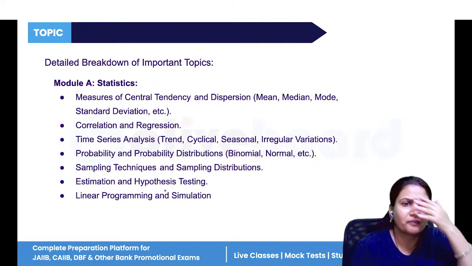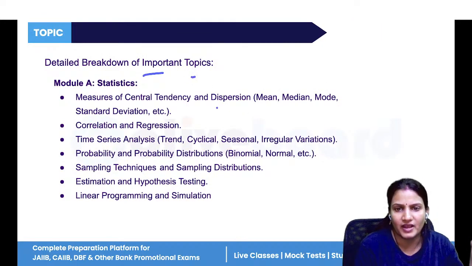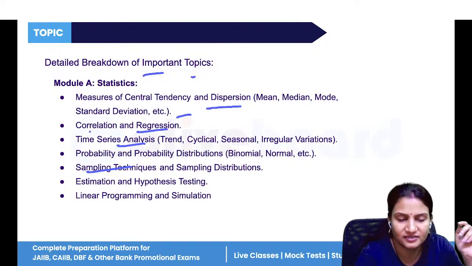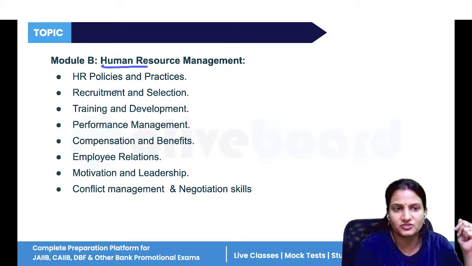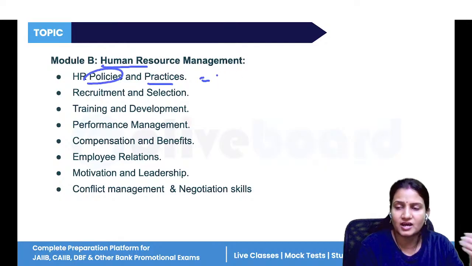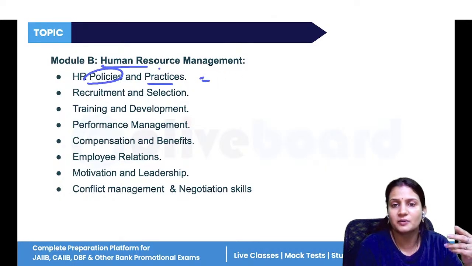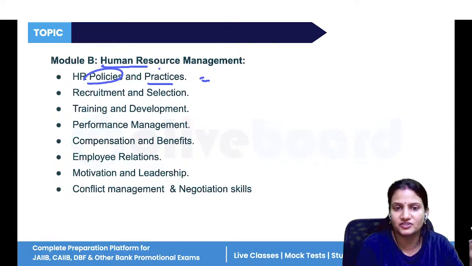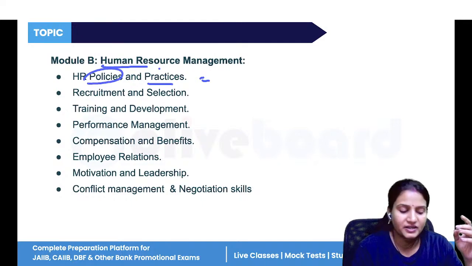There are some more breakdowns of important topics. We have dispersion, median, correlation, time series, sampling techniques in statistics. Then in human resource management, HR policies and practices, the first unit, that is HRM. What is HRM? The basic fundamentals of HRM, recruitment and selection, training and development, performance management meaning personnel appraisal, compensation and benefits. These are some topics from where the questions are repeating continuously.